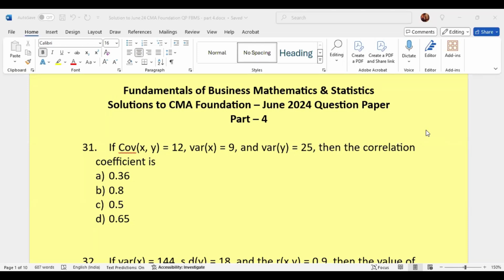Hello everyone. This is in continuation to solving of June 2024 question paper of CMA Foundation, Business Mathematics and Statistics. This is part 4. 31st question.